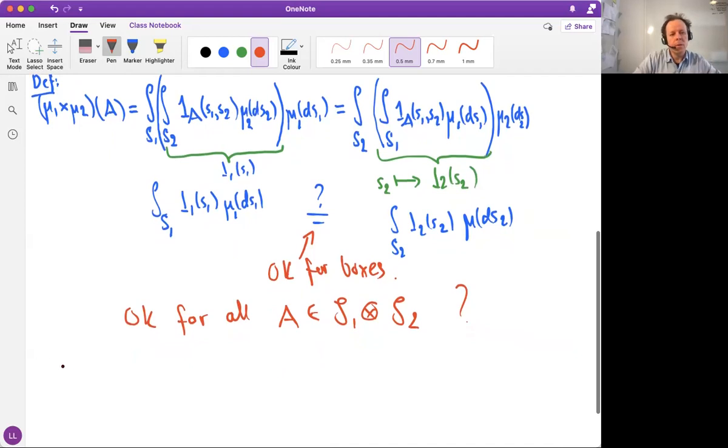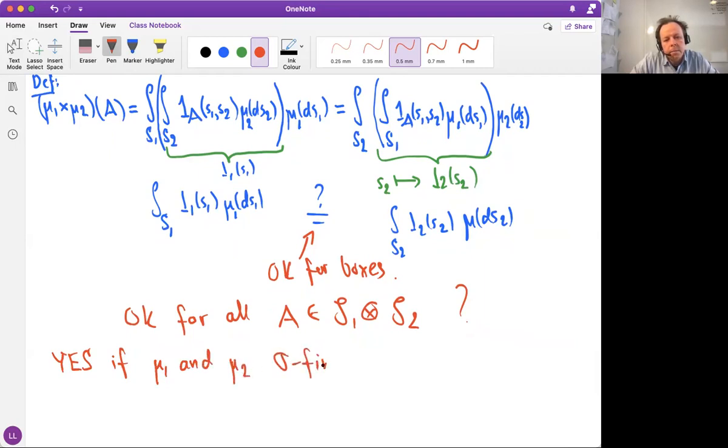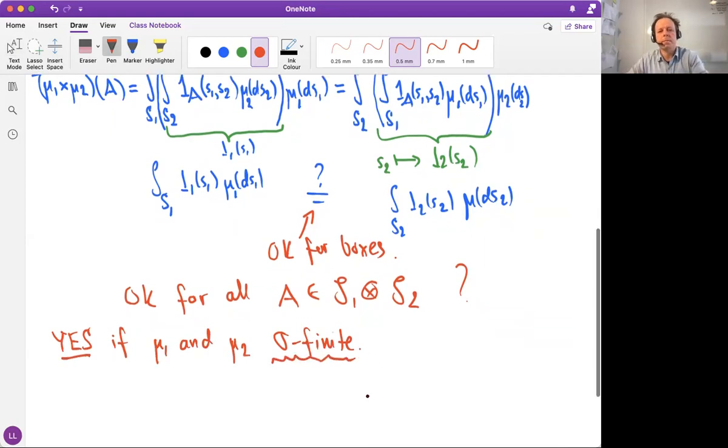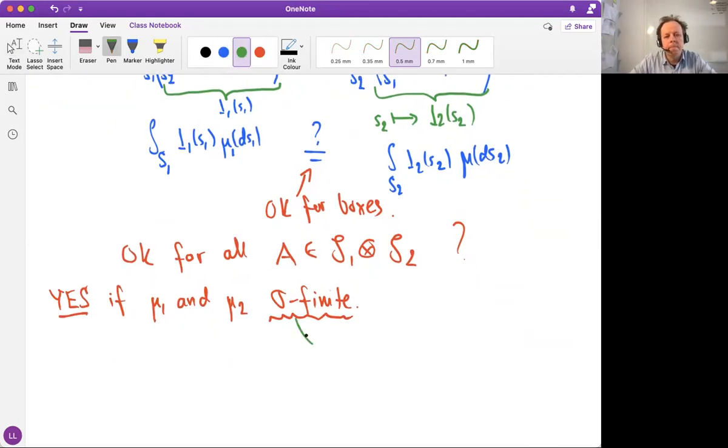And that's where we need a warning. Yes, if these mu1 and mu2 are not pathological. Mu1 and mu2, we need a really tiny amount of regularity. If mu1 and mu2 are sigma finite, what does sigma finite mean? It means that there exist some sets.